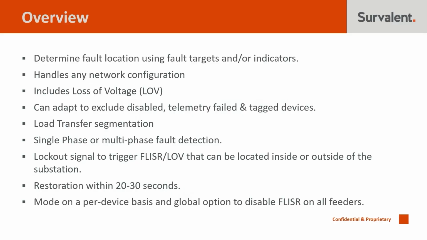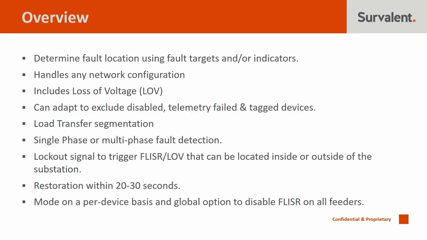So FLISR basically determines the fault using fault targets or indicators. These are devices that are installed on site or on the line to detect faults whenever an outage or a fault happens. It handles any network configuration, so there's no normal configuration for FLISR. FLISR can reconfigure your network in any configuration when it detects a fault. Again, it includes loss of voltage, so that's part of the FLISR and LOV application.